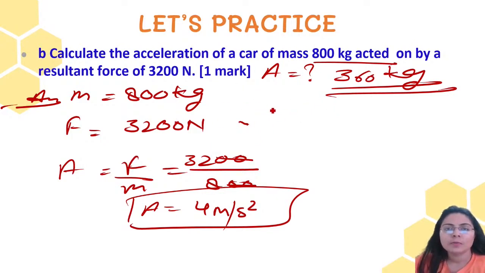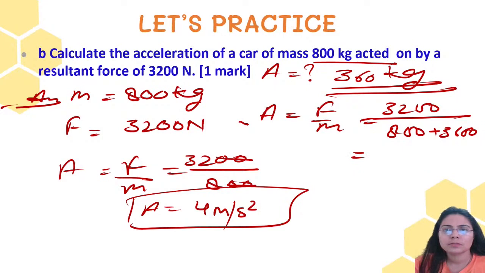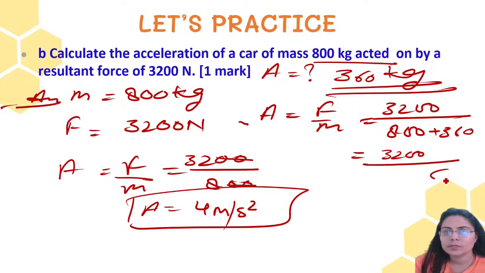We can say, what is the acceleration? Acceleration will be equivalent to force upon mass, and we can see that the mass has been increased now. The new mass is around, force is 3200 Newton, and mass earlier was 800, and right now it is 3600. So what is my resultant mass? That is 360, sorry, 360. So 3200 on 3600.